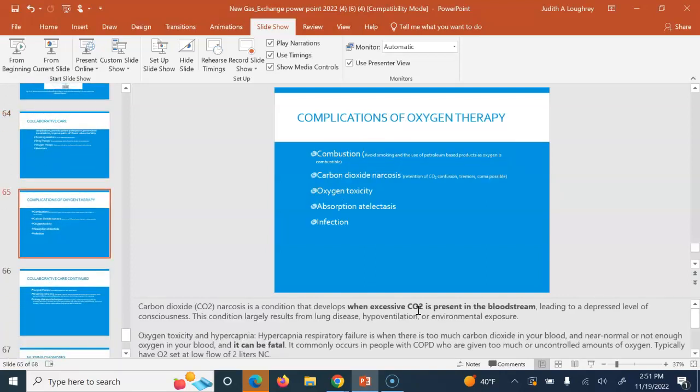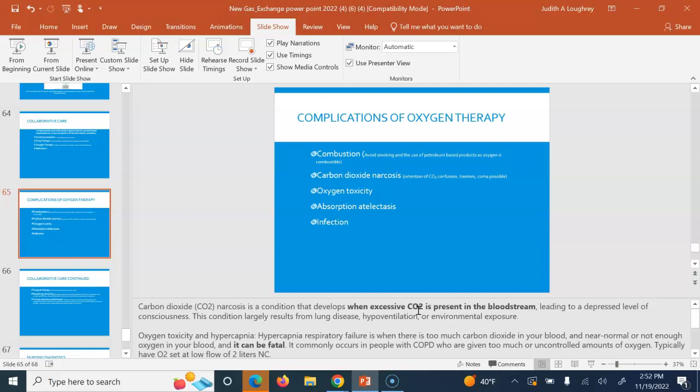One thing that's important to take into consideration with a person with COPD is that there can be complications of oxygen therapy. We need to remember that oxygen is highly flammable, so it's combustible. So we want to avoid smoking, the use of petroleum-based products, and being near open flames. You need to educate your patients on the combustibility, because a lot of these people are going home on oxygen.